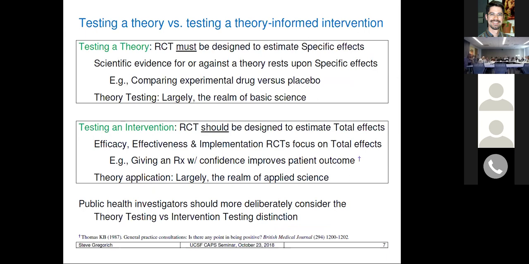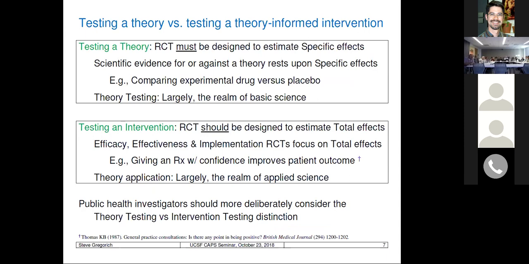There's a lot of attempts out there to estimate specific effects in the context of efficacy, effectiveness, and implementation science. I think it's wrong. I think it's because people aren't being deliberate and clear enough in their thinking about what the goals of the research are. So an example here is that maybe there was a drug trial that happened previously, a drug is approved, it goes into common use and is prescribed after years.